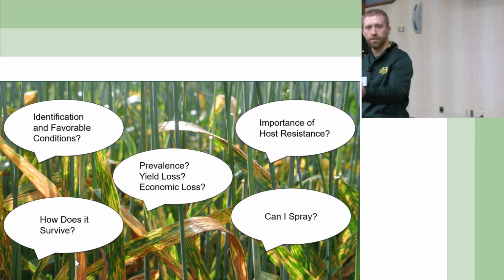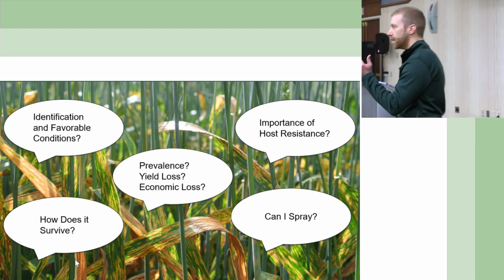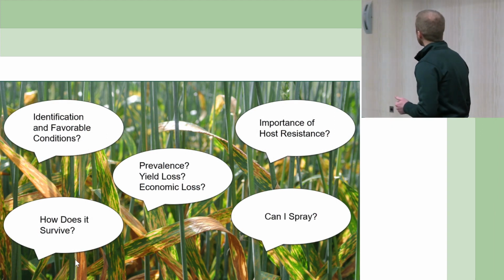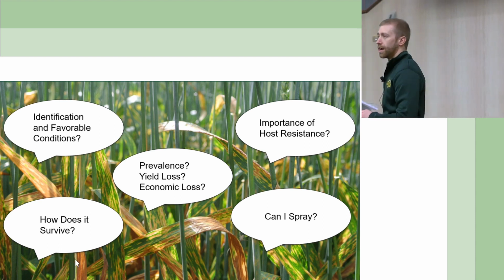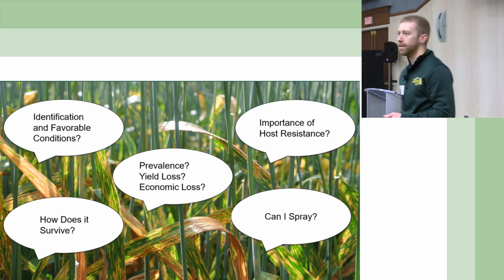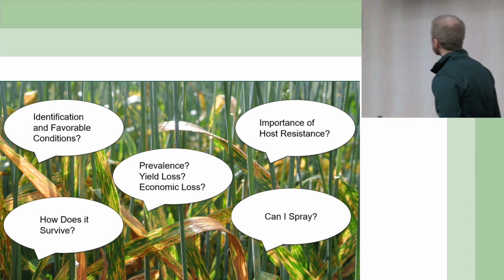So I'm going to go over identification and favorable conditions. And although that seems simple in some ways, I'm going to tell you the importance of why we need to identify before we can manage it. How does the pathogen survive? Why do we see it every year? Why do we see it in some cases we can't explain? I'm going to tell a little bit of background story on that.